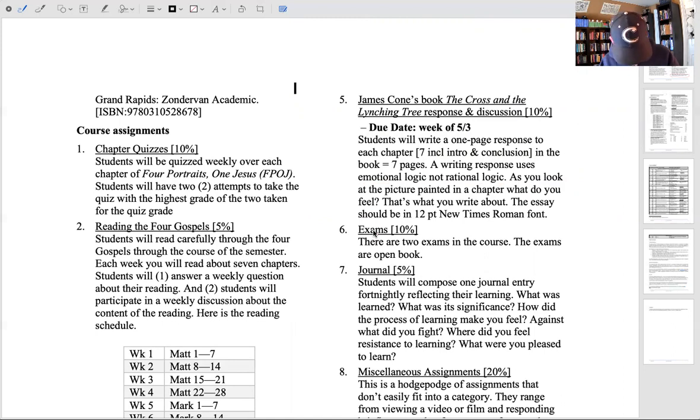So you're reflecting on your learning. That's the main thing. Reflect on your learning.